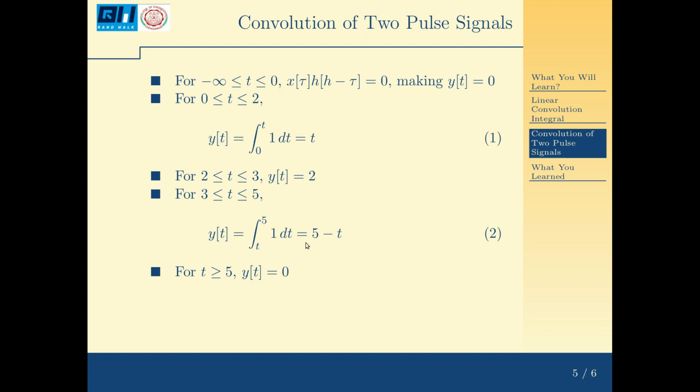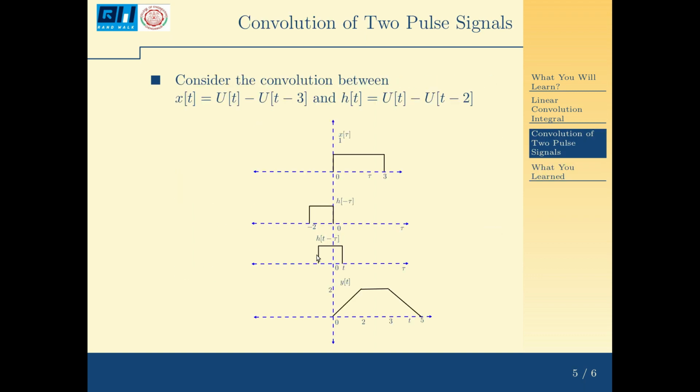So it becomes 5 minus t. Okay, 5 minus t. That is the shape of this curve. At t equal to 3, 5 minus 3 is 2, and at t equal to 5, this becomes 0. So this reduces like this and becomes 0 here. Beyond t equal to 3, there is no output. So y(t) has a shape like this.